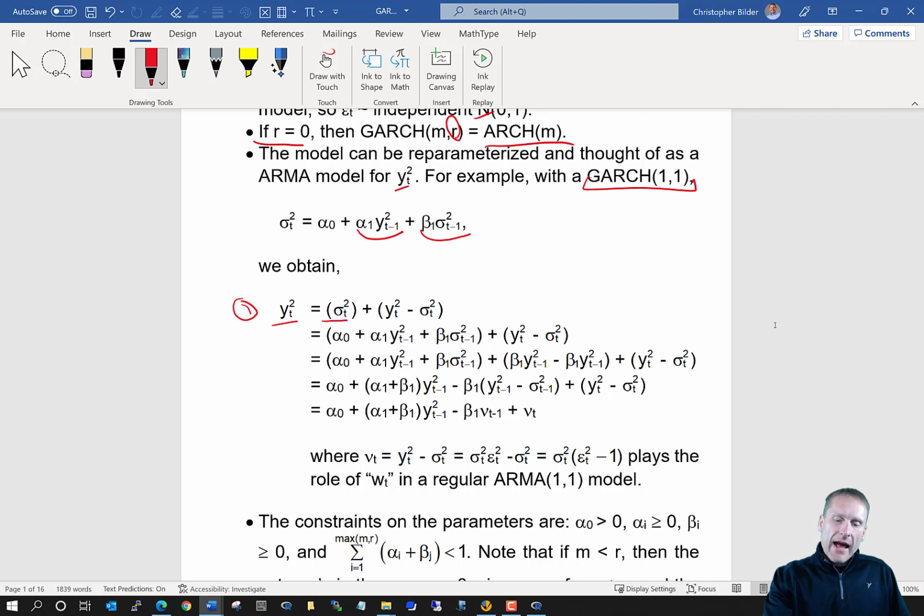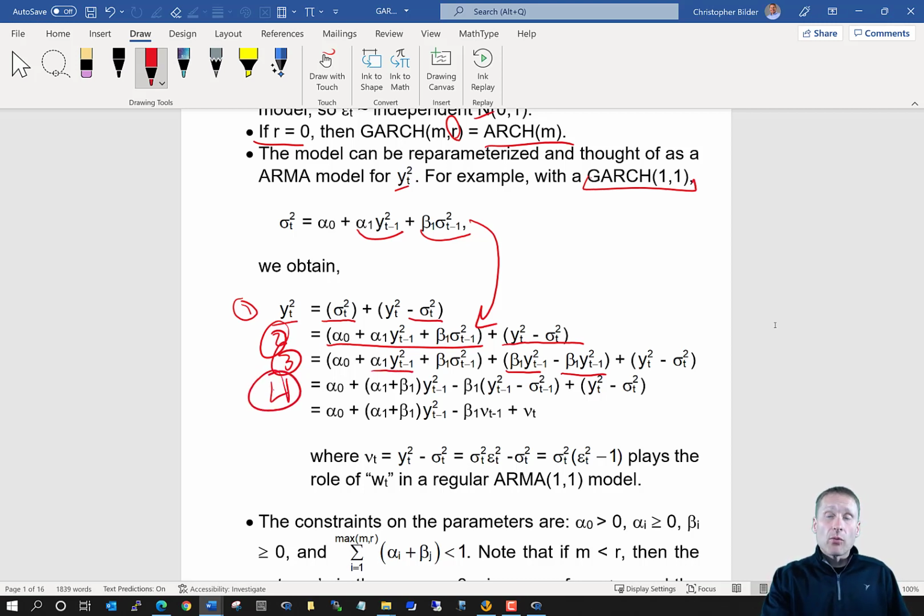And what we do is we add and subtract sigma squared t. Well, what is sigma squared t in terms of our model? We get it right there. Now we have just y sub t squared minus sigma t squared as a second term. Okay, let's also add and subtract a beta 1 times y sub t minus 1 squared. Then we're going to do some grouping of terms. This is step 2, step 3, step 4 of this process.